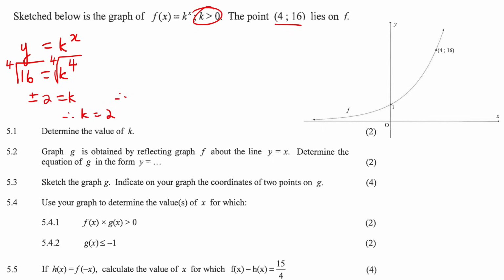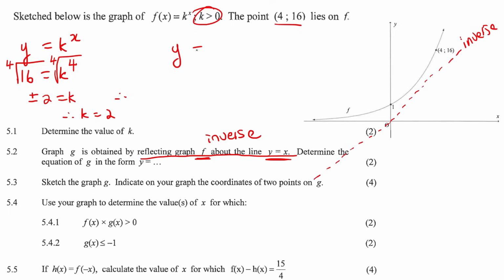Graph g is obtained when you reflect graph f along the line y equals x, which is this line over here, which is actually the inverse line. That's what inverses are. They are reflections across the line y equals x. So you need to just understand, when they say reflecting a graph along that line, that means inverse. Determine the new equation. So now we're just going to do an inverse type of thing.